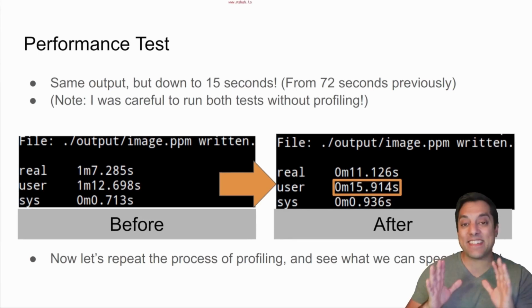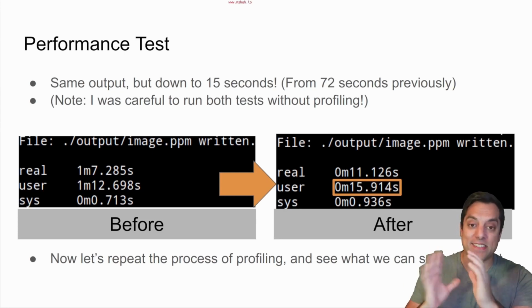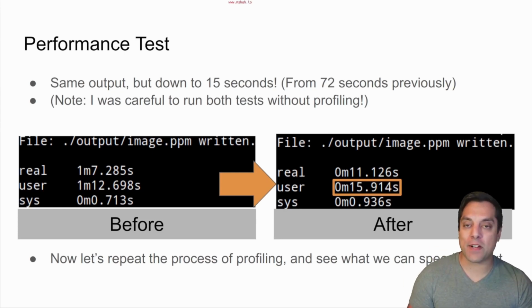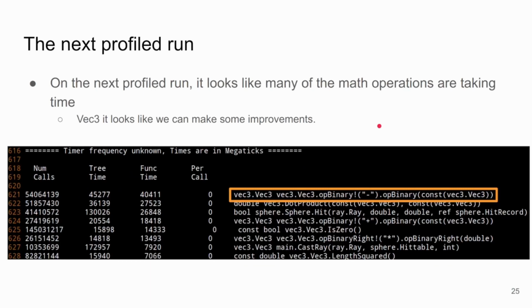So let's see what we can profile next and see if we can keep improving our program. This is a very iterative way to develop, but it's part of the process. And again, we're going to uncover some nice features of the language that we should understand when programming in D. Okay, so the next profiled run, repeating the same exact process, it looks like vec3 is the next interesting function. In particular, it looks like it's calling this overload for the minus symbol.